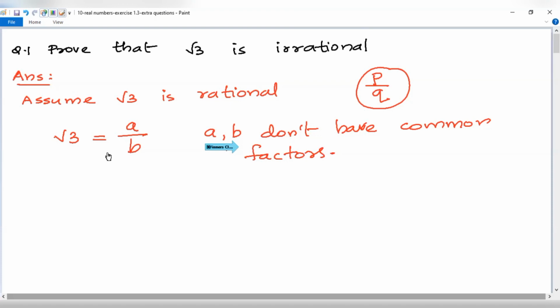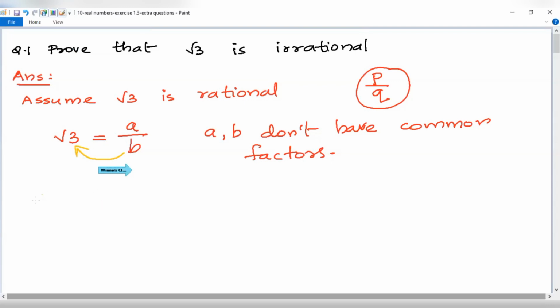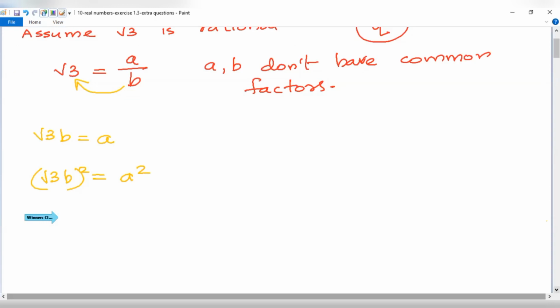Then what we will do is take this b to the other side. So it will become root 3 b is equal to a. Now in the next step, we will square both sides. So root 3 b, the whole square, is equal to a square, like this.